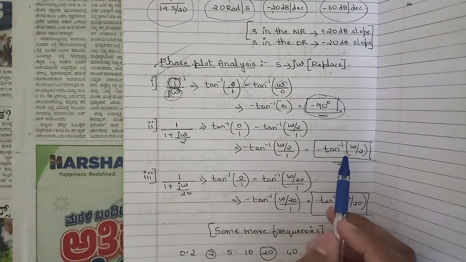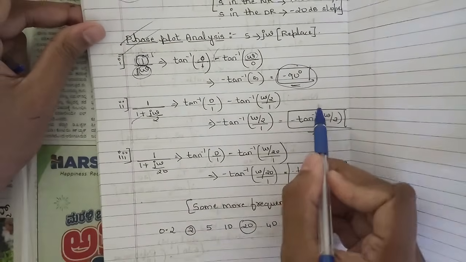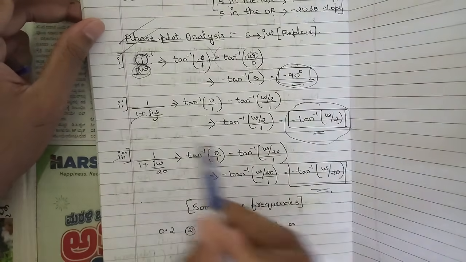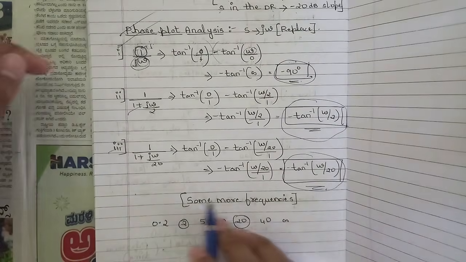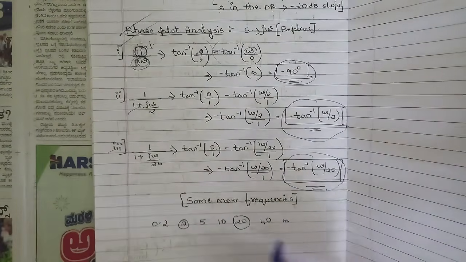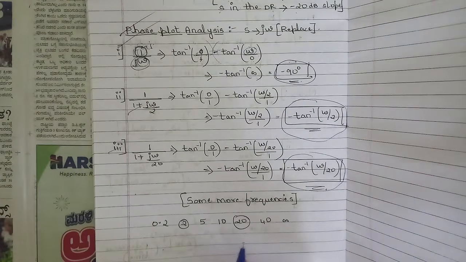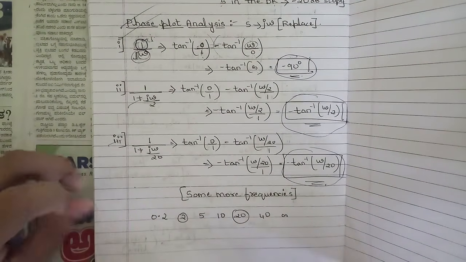Okay, then we would be getting separate angles. That is, for this one we are getting minus tan inverse of omega by 2, for this one we are getting minus tan inverse of omega by 20. Okay, then we should be taking some frequencies in the table to add. Okay, we can take any frequencies.